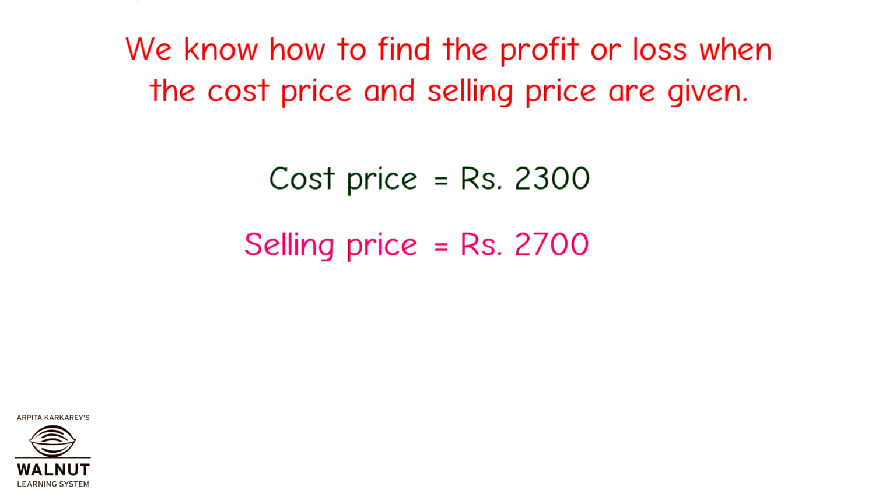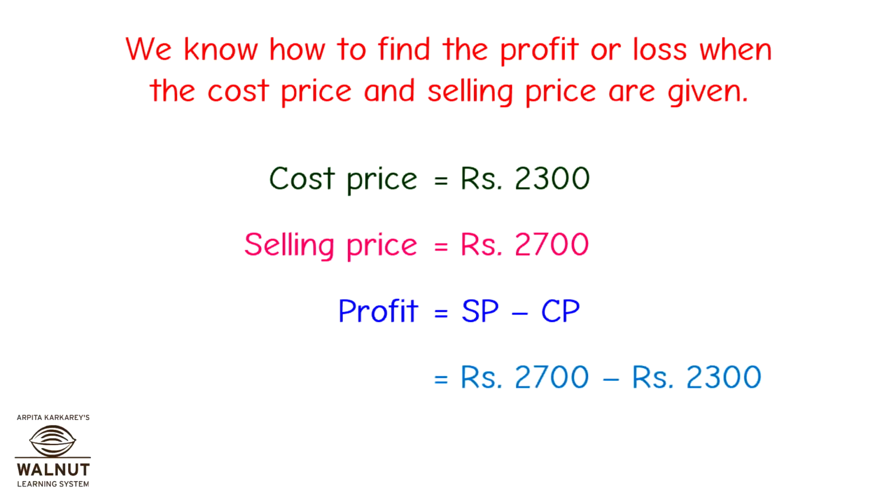Write the formula first. Profit is equal to selling price minus cost price. Substitute the prices. And we get rupees 2,700 minus rupees 2,300. That is rupees 400. So in this case, the profit is equal to rupees 400. This is how we always find the profit and loss.